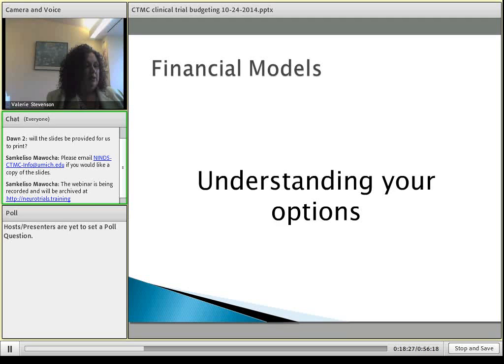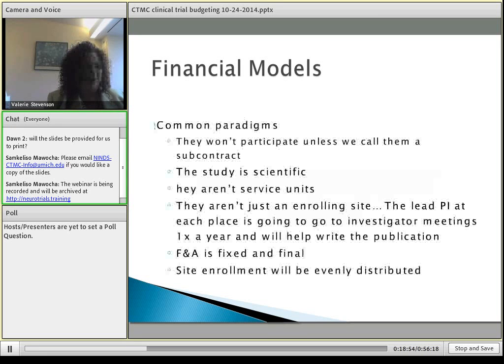So when we think about financial models, there's all kinds of different ways to pay people to participate in your research. And I think many times we think we have to provide effort for an investigator or a coordinator to participate, but there are so many different ways now that are out there. I just want to take a moment to explore some of those and talk about the good and the bad of each of those.